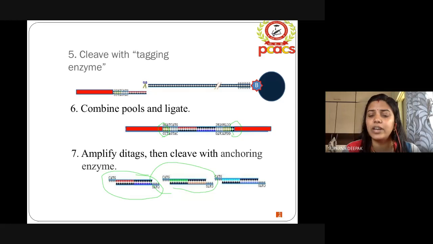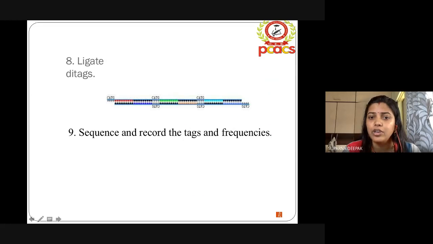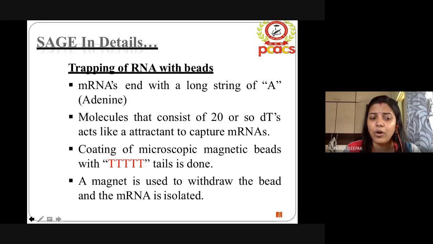All the ditags would be amplified and then connected to each other. All the ditags could be ligated with each other. Is it easy to ligate the ditags? Yes, very easy, because each of these ditags will have this as the end, so all are cohesive ends. They can easily be connected to each other and then sequenced and recorded.